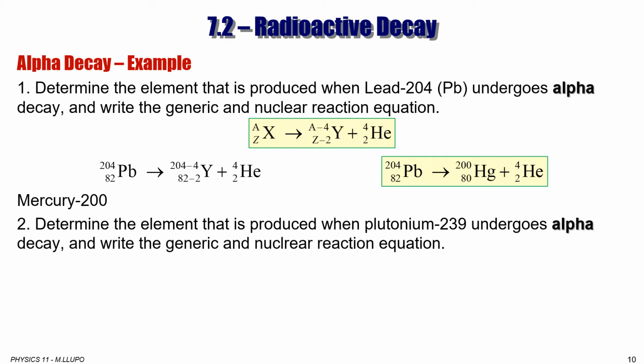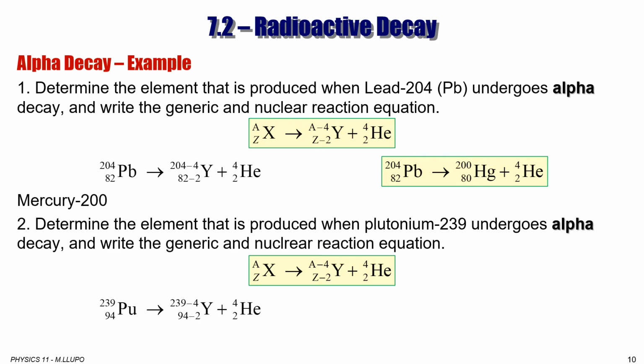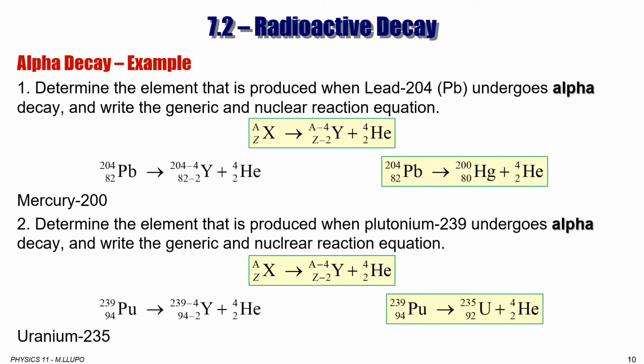Determine the element that is produced when plutonium-239 undergoes alpha decay. Write the generic and nuclear reaction equation. Let's start with the generic. Generic is the same as before, and then we start off with plutonium-239, and an alpha particle is emitted. So we have to reduce mass by 4. 239 minus 4 is 235, and atomic number by 2. 94 minus 2 is 92, and we can look up that 92 is uranium, and uranium-235 is the isotope that is produced.